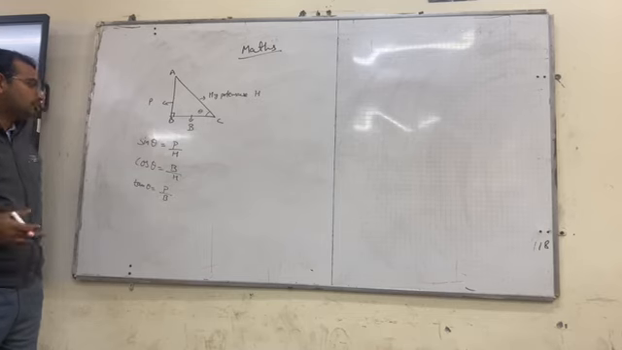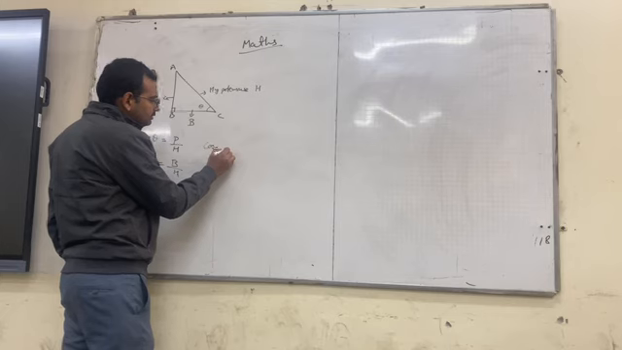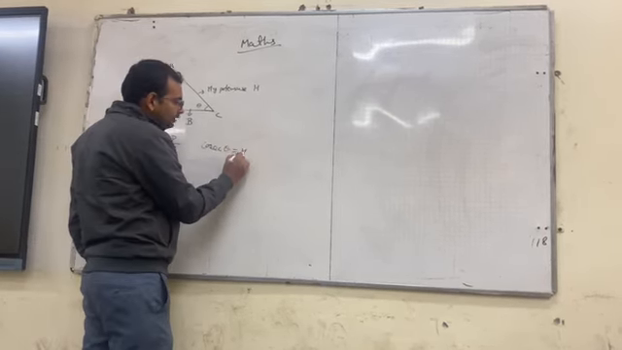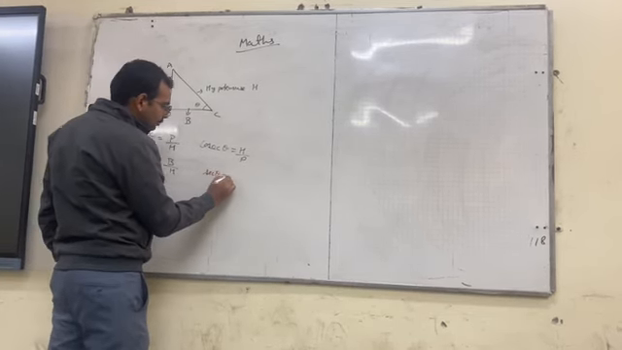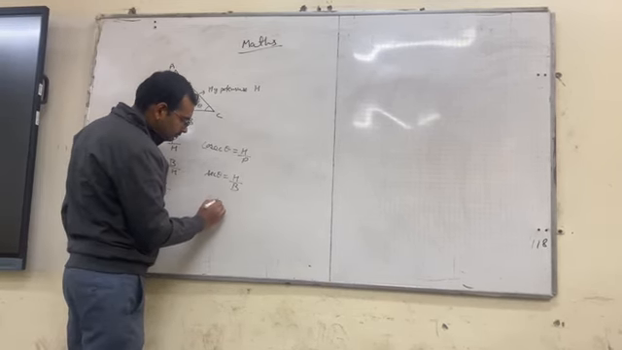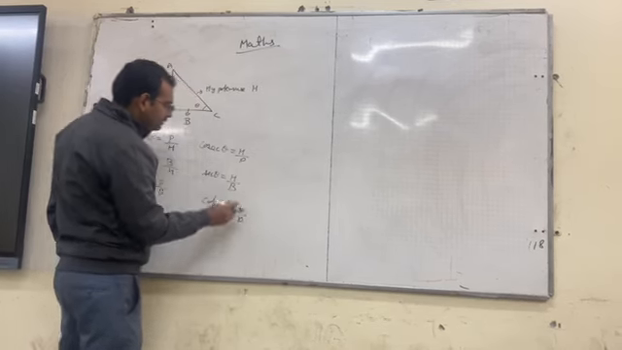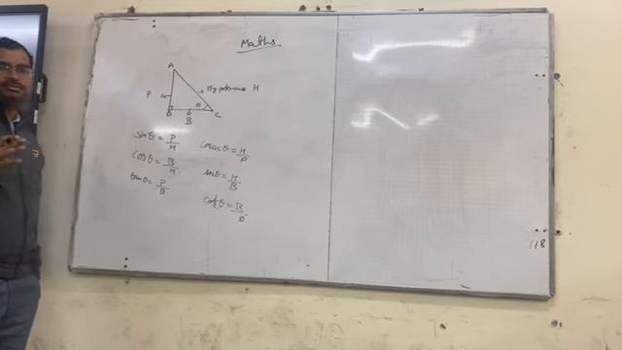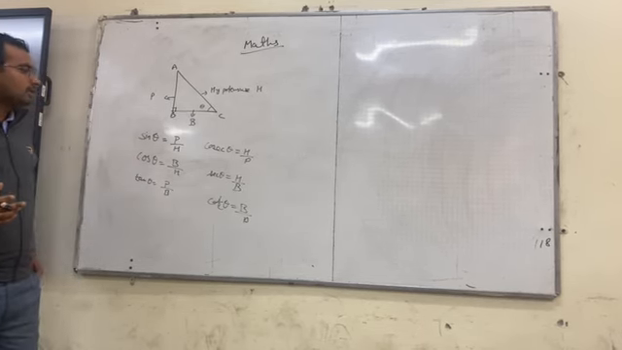Now comes the other three ratios: cosec, sec, and cot. So cosec is just reciprocal of sine theta. So cosec theta equal to hypotenuse upon perpendicular. Sec theta equal to hypotenuse upon base, and cot theta equal to base upon perpendicular. These are 6 common ratios, and every question that we are going to solve is by using the 6 ratios.